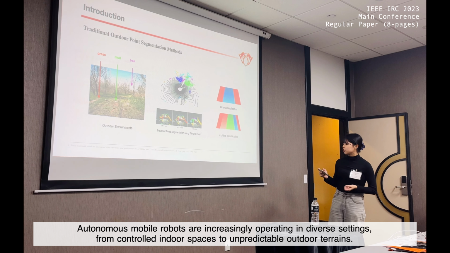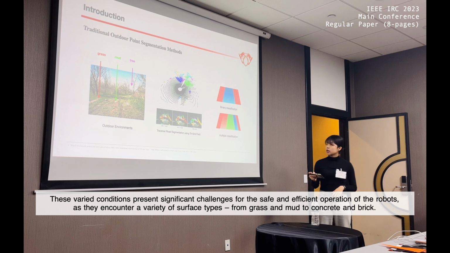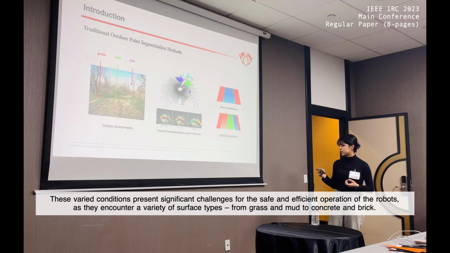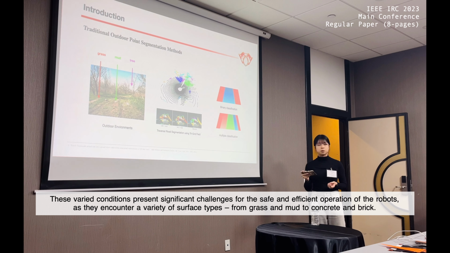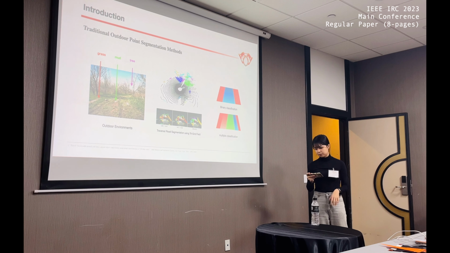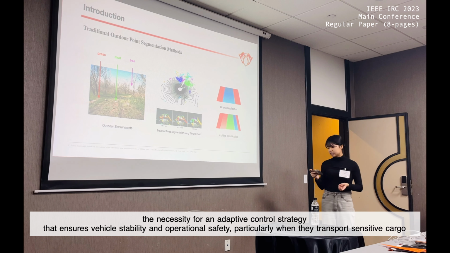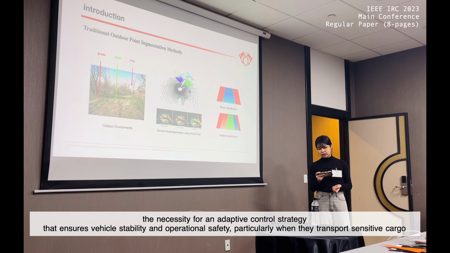Autonomous mobile robots are increasingly operating in diverse settings, from controlled indoor settings to unpredictable outdoor terrains. These varied conditions present significant challenges for the safe and efficient operation of the robots, as they encounter a variety of surface types, from grass and mud to concrete and bricks. This diversity in terrain creates the necessity for an adaptive control strategy that ensures vehicle stability and operational safety, particularly when they carry sensitive cargoes.